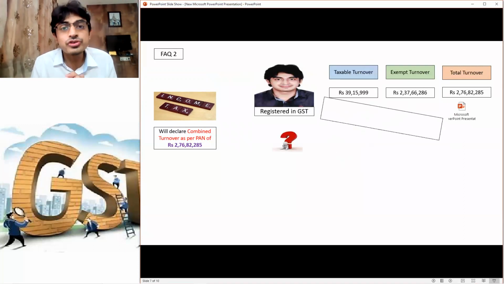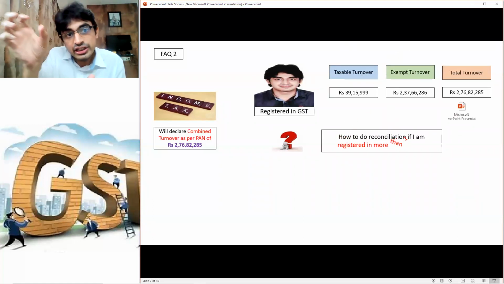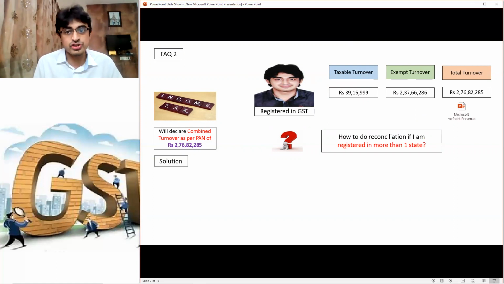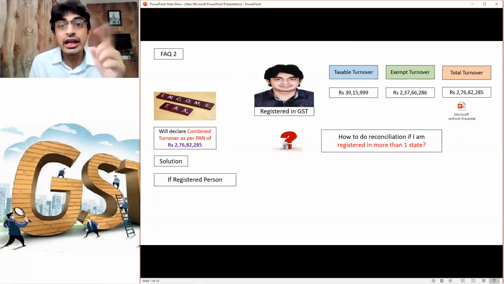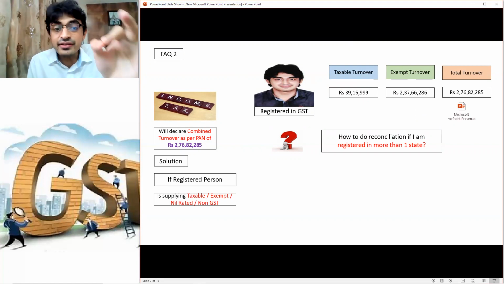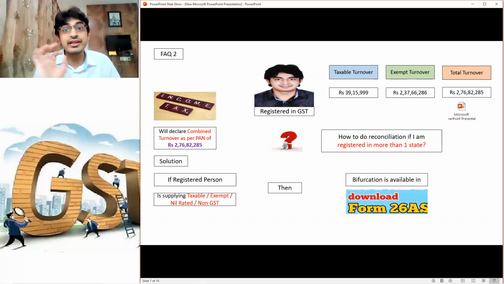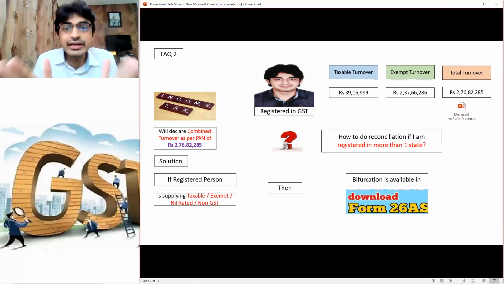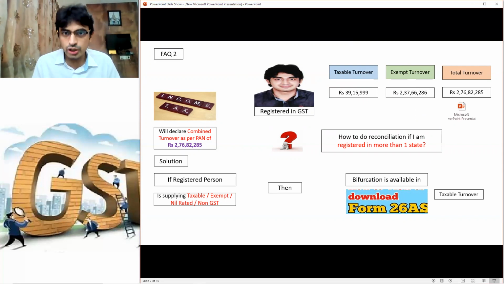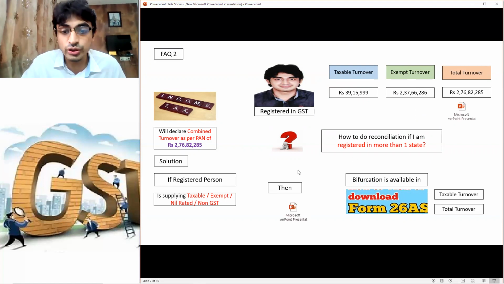Now, the query comes to everyone: how will you do reconciliation? GSTR 3B is showing bifurcation. Income tax does not show such bifurcation. How will you do it? See, if a registered person is supplying taxable as well as exempt goods, then bifurcation is available in 26AS. Yes, in 26AS there is bifurcation available as taxable turnover, and the second column is total turnover. This you can see.